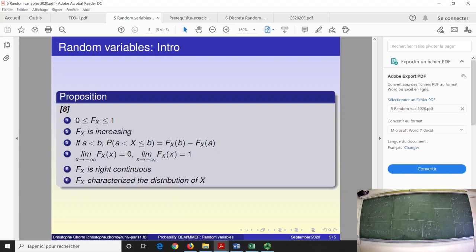We are going just to prove the first three, which are very basic ones. So I just keep the definition on the board. We are going to prove the first three.